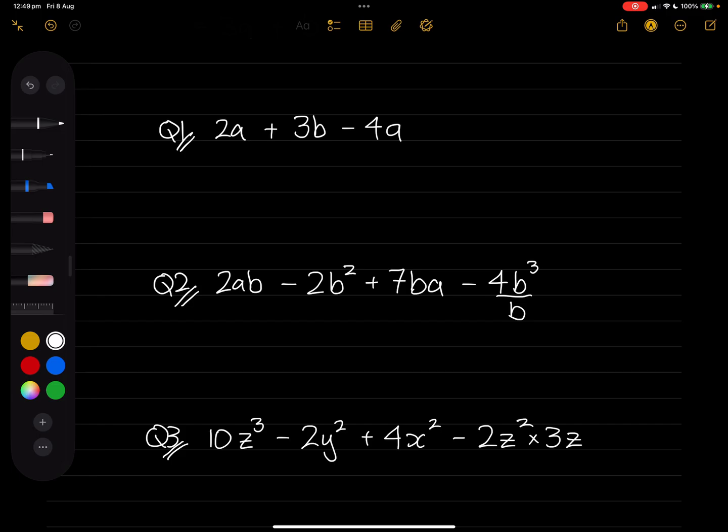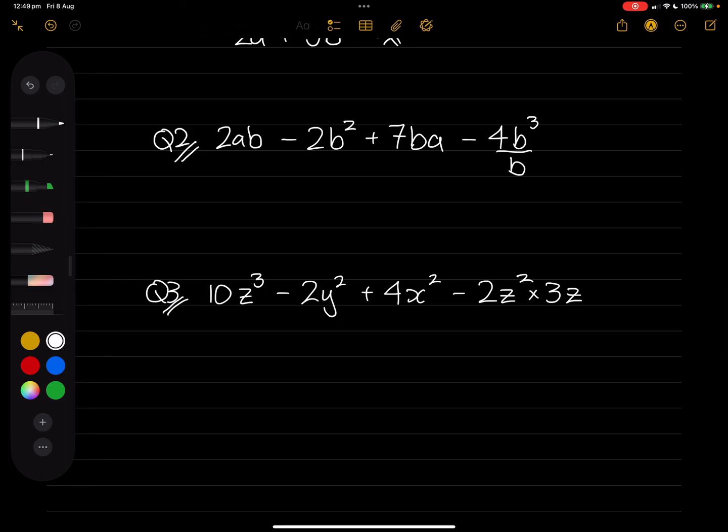All right, so now that you've done that, let's go through some of the solutions. So we need to look for like terms. If there are like terms, we can group them together. If there are not, we can't. So for question 1, we have a 2a and a minus 4a. The b, however, is on its own. So we've got 2a minus 4a, plus 2 minus 4, that's minus 2a. The 3b gets left on its own. So we end up with minus 2a plus 3b.